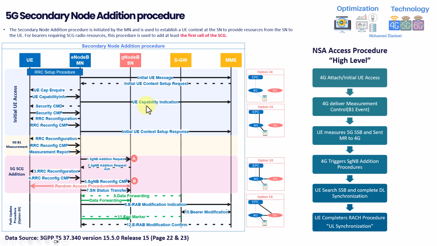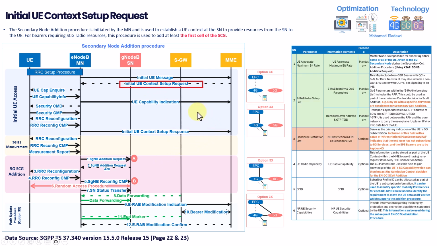Now let's go through the content of some of the messages which we have here. For example, initial context setup request and all the information, the most important information. So moving forward, now here we're going through the initial context setup request. This is the first message coming from the MME to the eNB to try to establish the context.